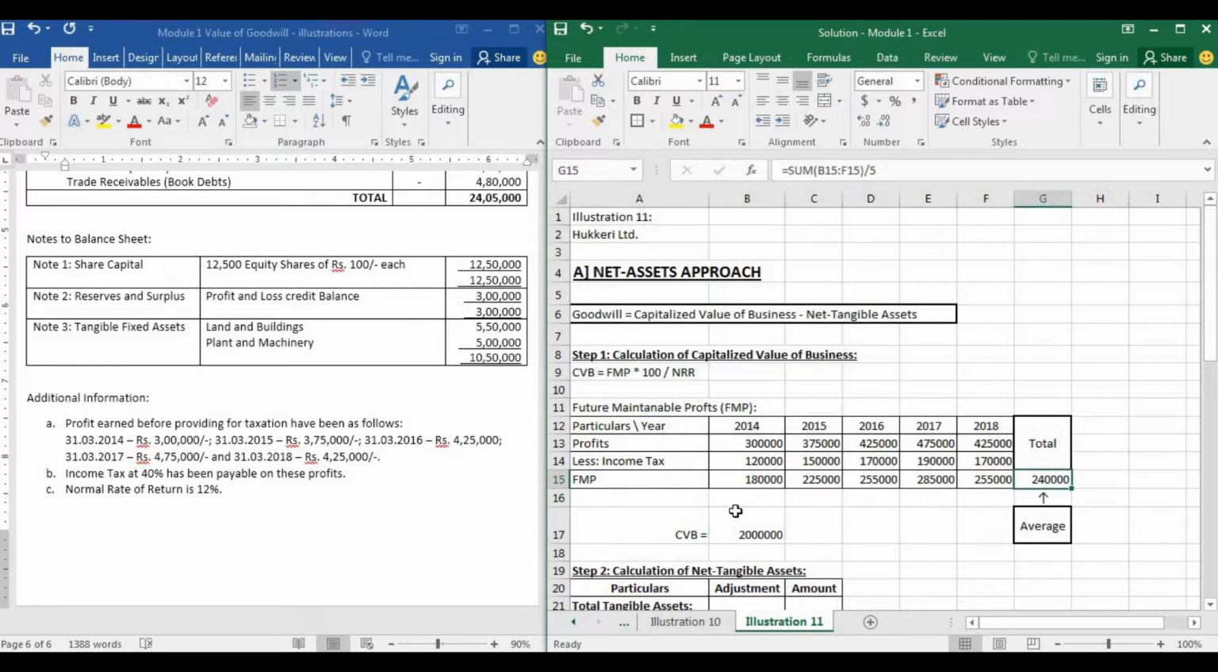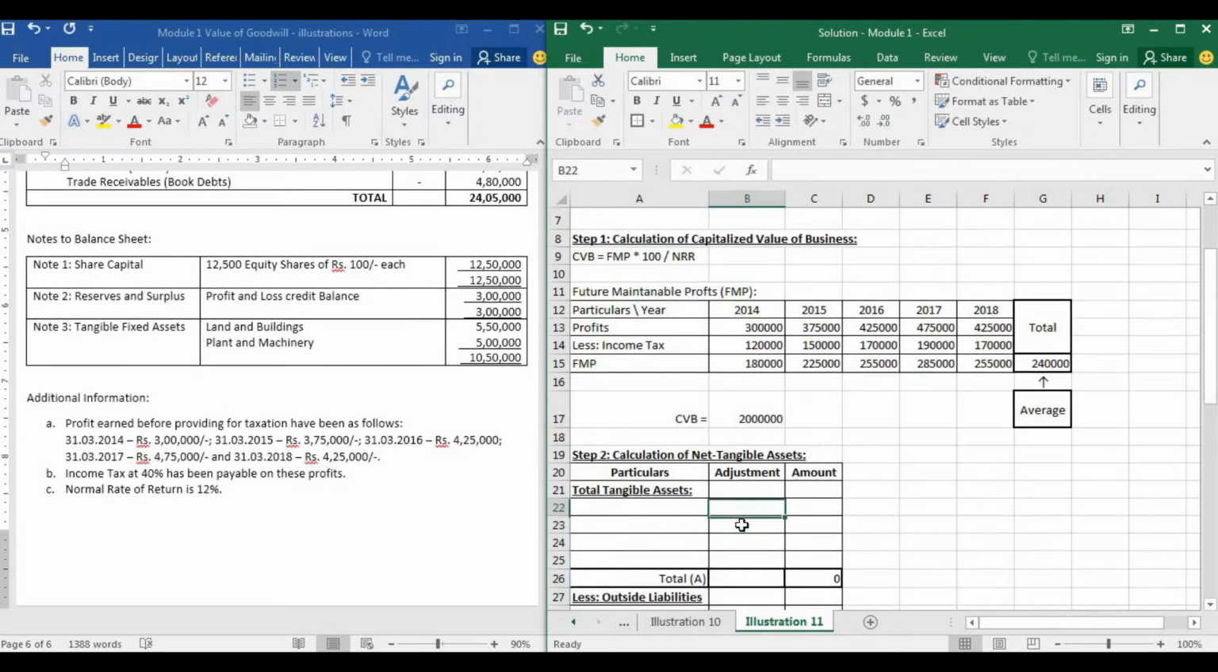So we take G15, which is 2,40,000. So 2,40,000 into 100 divided by 12. Let us do that again. See here, 2,40,000 into 100 divided by 12. That is step number 1.